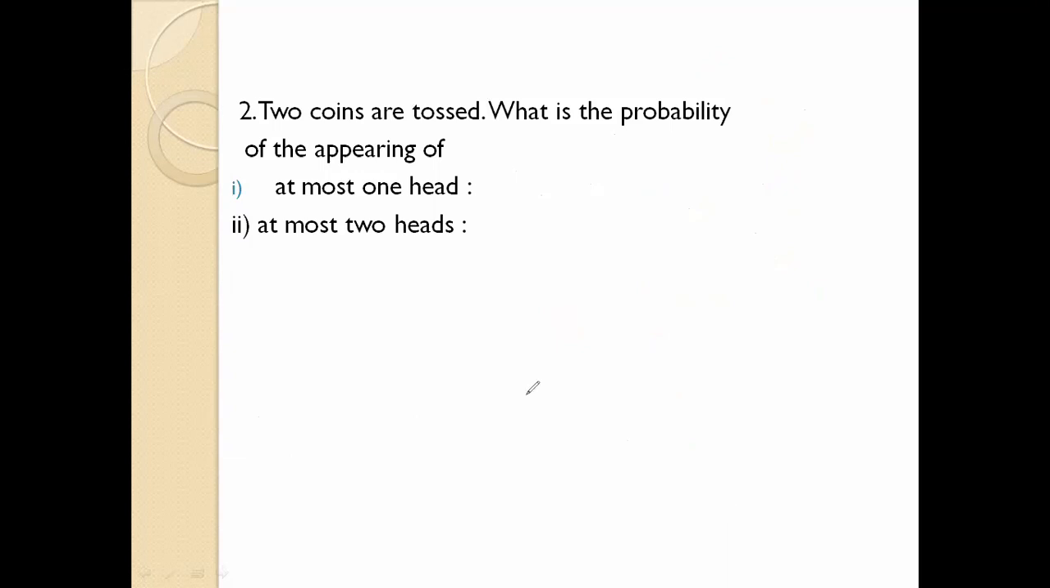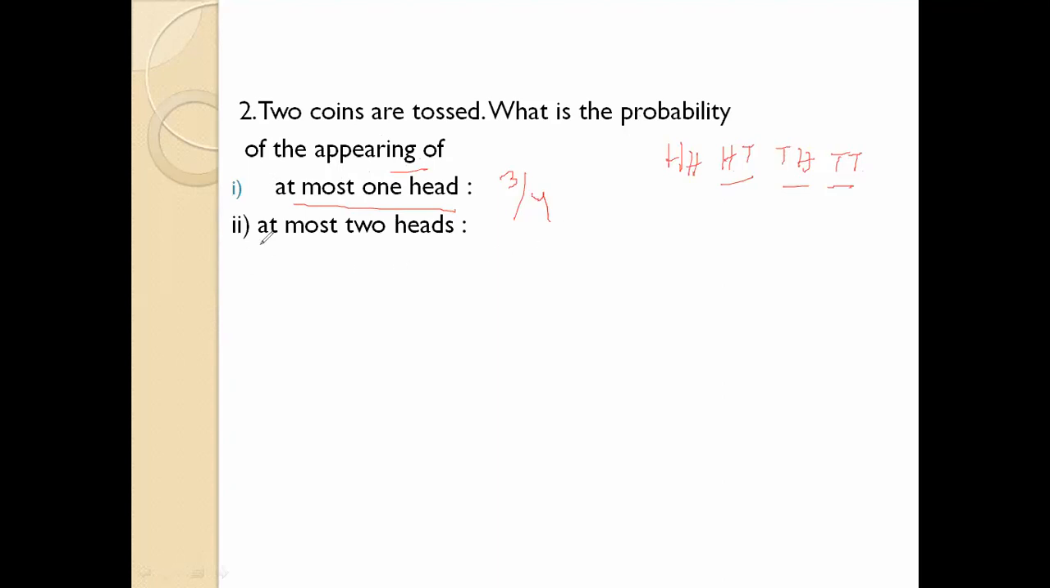Next. Two coins are tossed. What is the probability of the appearing of at most one head, at most two heads? Whenever we toss two coins, how many different outcomes do we get? We get two heads, or one head and one tail, or one tail and one head, and both tails. At most one head means one head or fewer. So in this case we get one head, here also one head, here 0 heads. How many cases are there? 3 cases. 3 by the total of 4 cases.